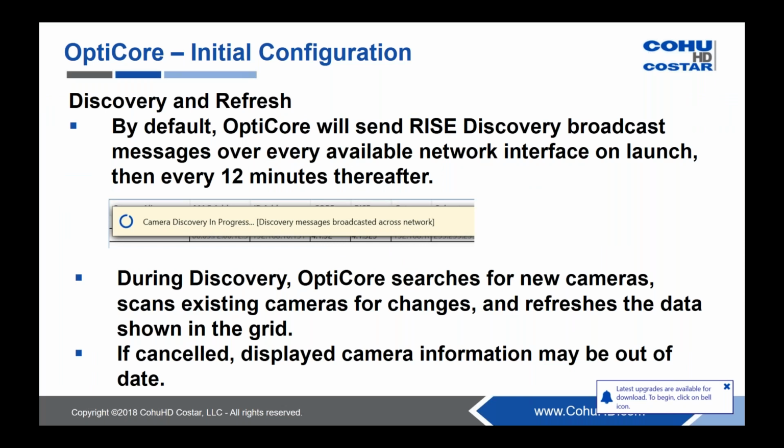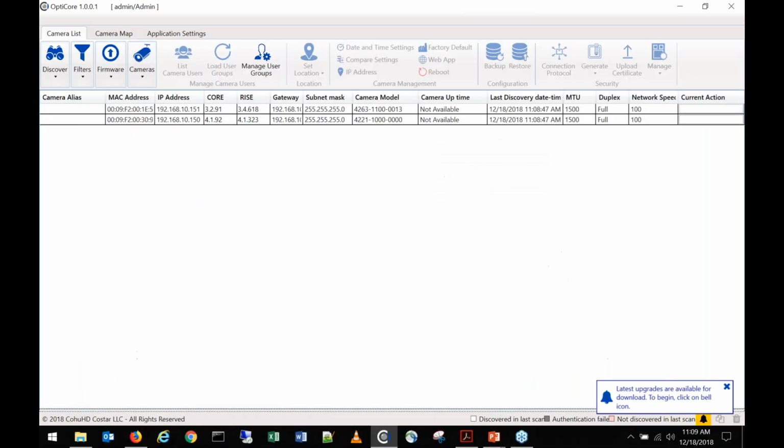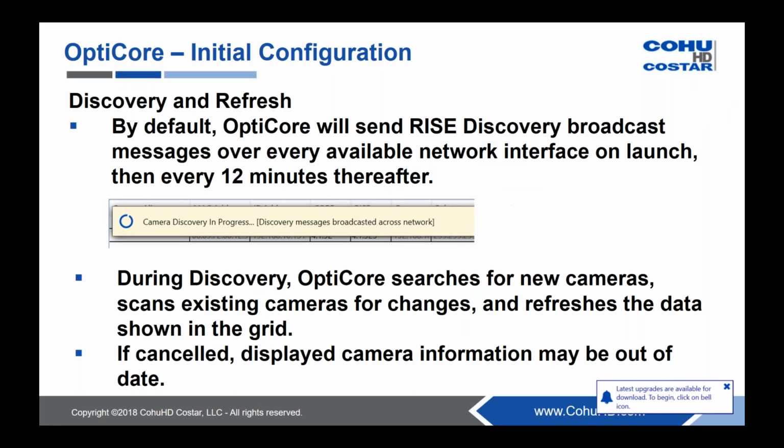By default, it's going to send a Rise discovery message right to your local network that the PC is attached to. The technical users in the group will probably realize that that message won't go to other subnets, and we'll go into that and how to add cameras that aren't on your local network. During discovery, we're also going to scan for changes. In this case, my first discovery found 2 cameras, but every 12 minutes from now, OptiCore, when it's open, is going to reach out and look for any changes that may have occurred to those cameras, as well as any new cameras that may have come online.